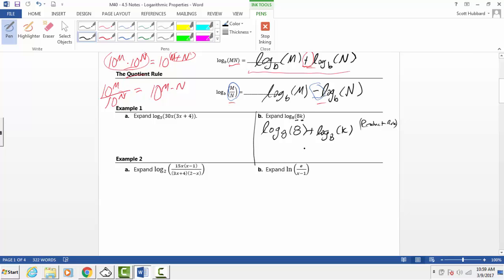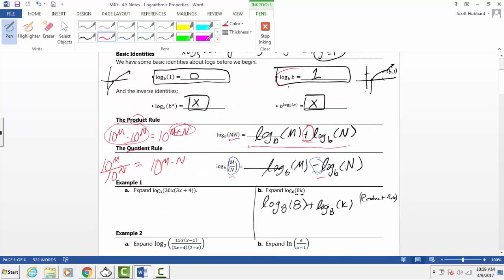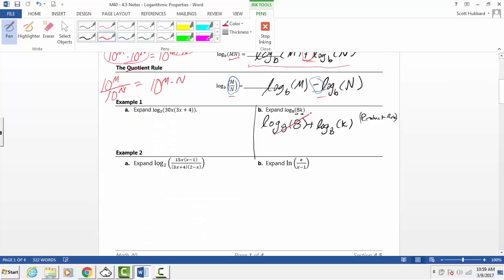But we can go a little bit farther, because remember what we talked about up here, that if you have log base b of b, it just equals 1. So this is just going to equal 1. And so the final answer is 1 plus log base 8 of k.